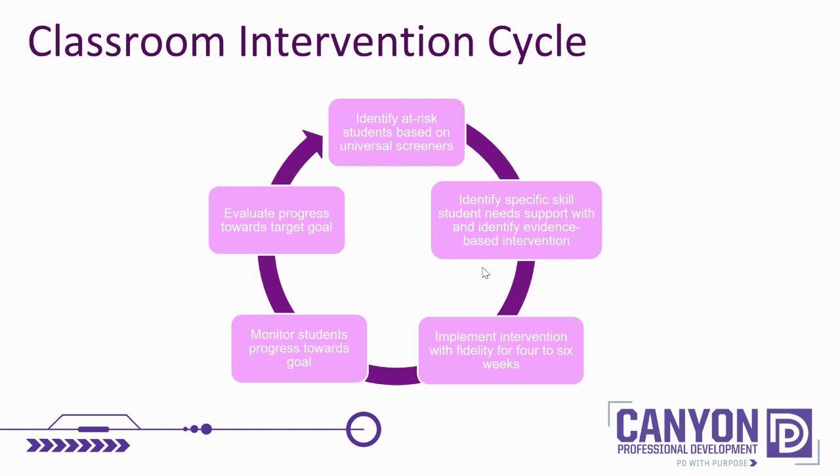Once the specific skill has been identified, it should be implemented with fidelity for 4 to 6 weeks. This may look different for Tier 2 and Tier 3 students. Tier 2 students may receive instruction 15 to 20 minutes 3 times a week. Tier 3 students may receive instruction 30 minutes 5 times a week, depending on what your schedule on your campus allows for.